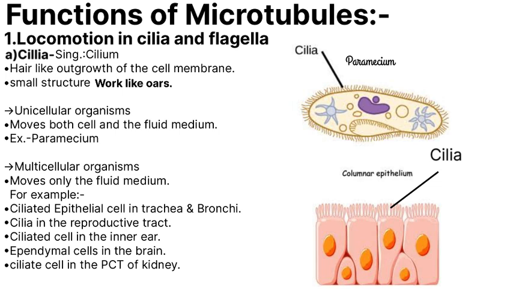For example, we have ciliated epithelial cells in the trachea or bronchi to move dust and mucus out and to trap the microbes upward to keep the airways clean. Cilia in the female reproductive tract, ciliated cells in the inner ear, the ependymal cells in the brain, or the ciliated cells in the PCT of the kidney. There are too many such examples in our human body.